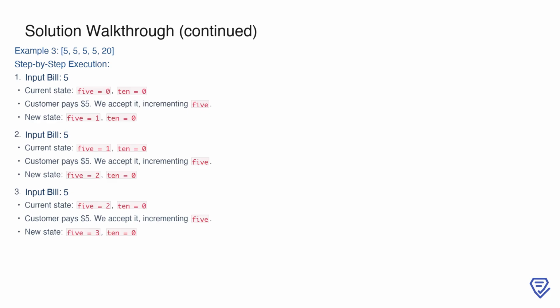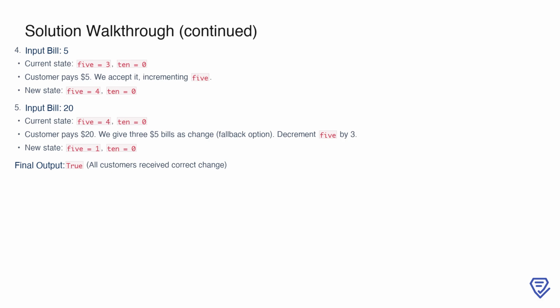Let's look at example 3, where the input bills are 5, 5, 5, 5, 20. The first customer pays with a $5 bill, which we accept, incrementing our $5 count to 1 while the $10 count remains 0. The second customer also pays with a $5 bill, so we accept it and increase our $5 count to 2. For the third customer, they again pay with a $5 bill, and we accept it, bringing our $5 count to 3. The fourth customer in example 3 pays with another $5 bill. We accept it, increasing our $5 count to 4 while the $10 count remains 0.